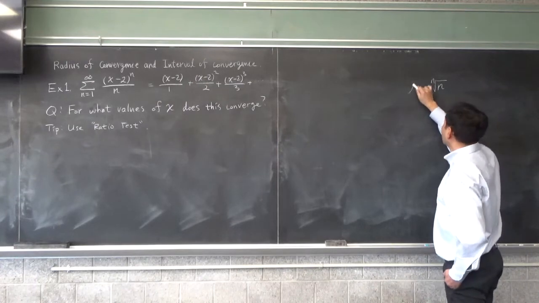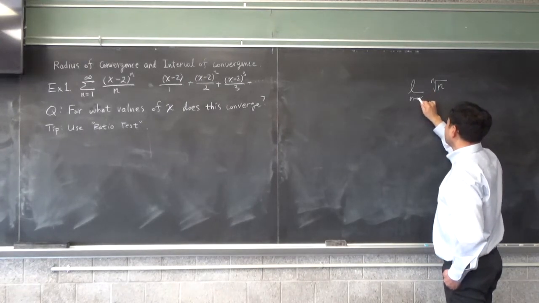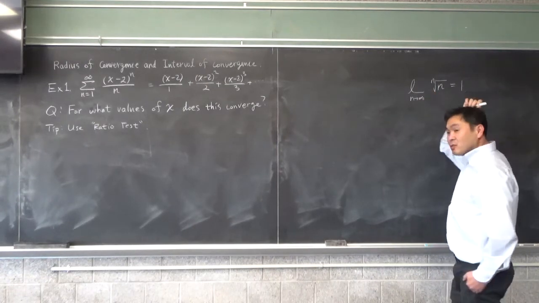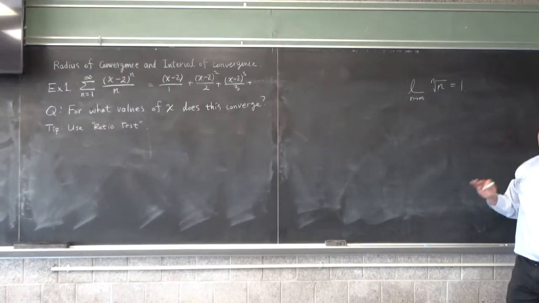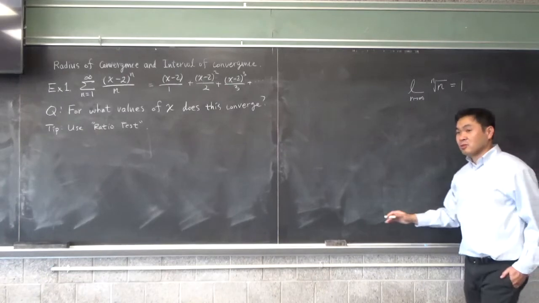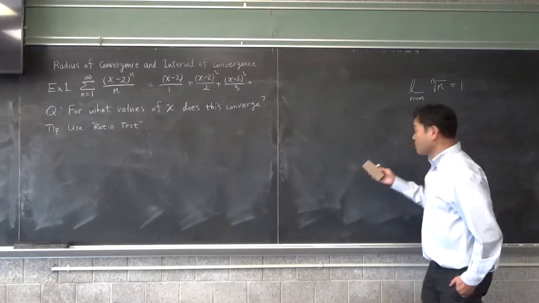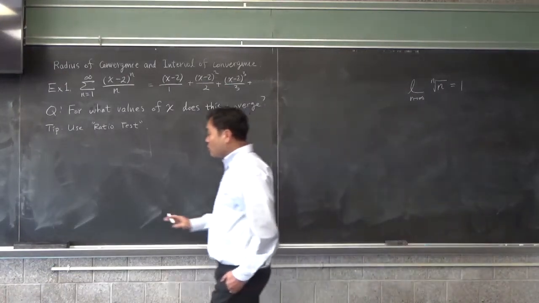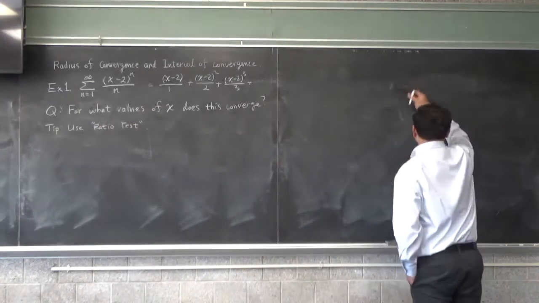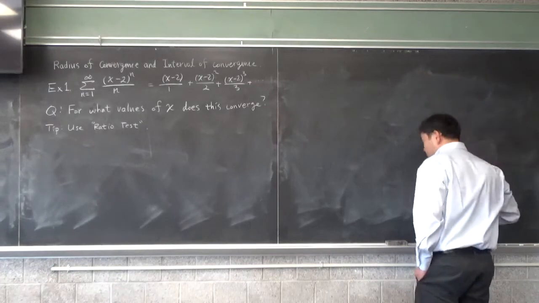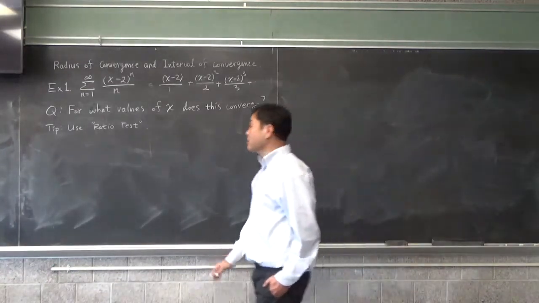And do you remember what this limit is when n goes to infinity? 1, right. We did this last time. So if you remember this, for this question it's actually easier to do the root test rather than the ratio test. But because in most cases the ratio test is easier, we'll just use the ratio test for everything. Okay?